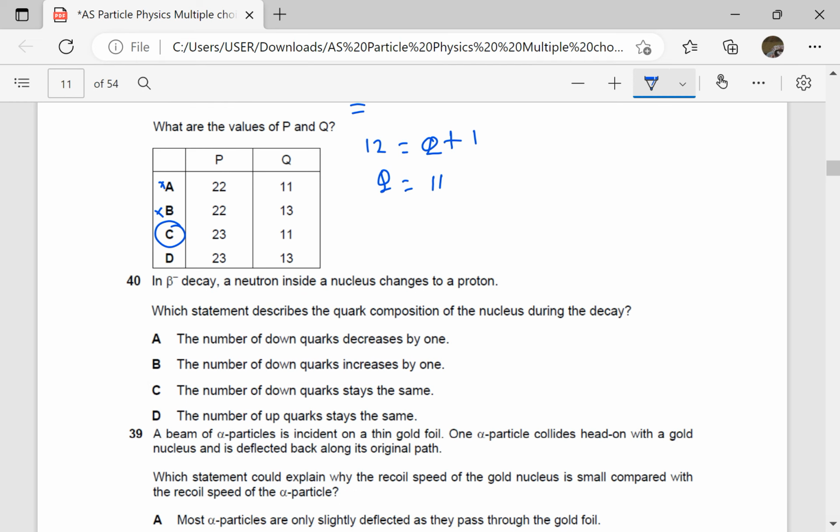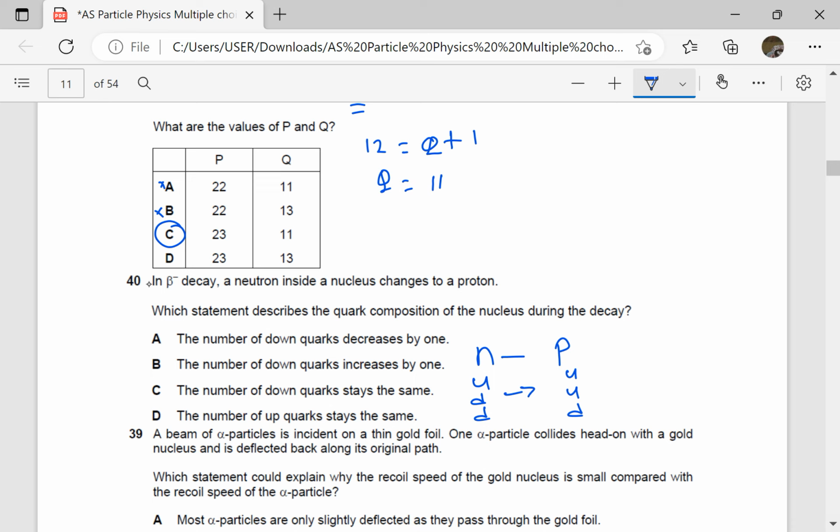In beta minus decay, a neutron inside a nucleus changes to a proton. Which statement describes the quarks? So a neutron is changing to a proton. A neutron has up, down, down quarks. These change to up, up, down. So a down quark is changing to an up quark.